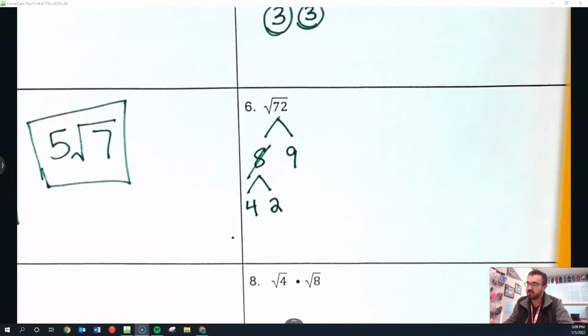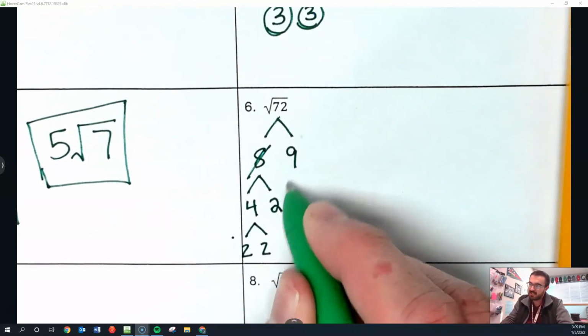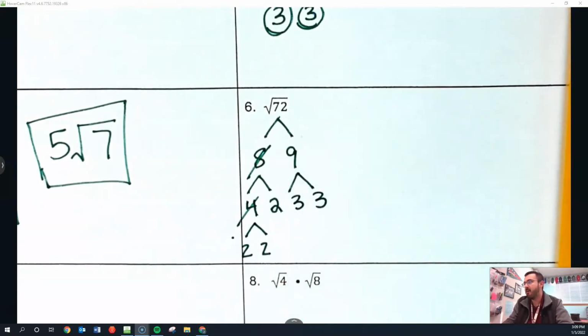2 is prime, so that one's done. 4 is not prime, though, so I could do 2 and 2. 9, is that prime? No. I could do 3 and 3. Interesting. Okay, so I think we're done, right?